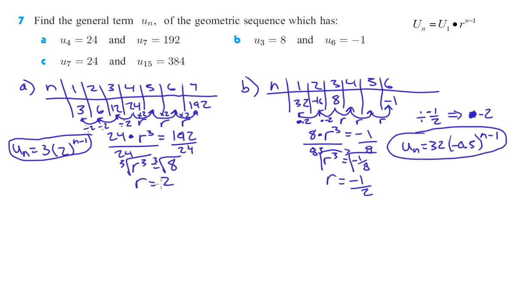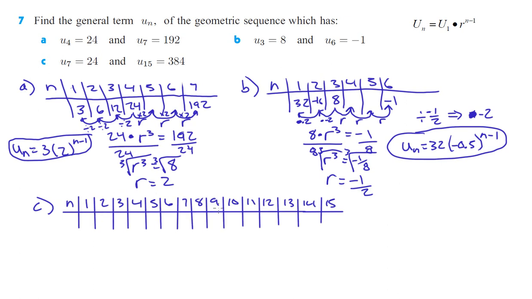Okay, let's look at C then. So u3 to u6. So we're going to do the same thing, and we just need to go up to 6. 1, 2, 3, 4, 5, and 6. Okay. So let's see. We know the third term is 8, and oh, sorry, that's the wrong one. We've got 7 up to 15. Let's back up here for a second. Okay, here's our chart, because we've got to go from 7 out to 15. So our 7th term here is 24, and our 15th term is 384.